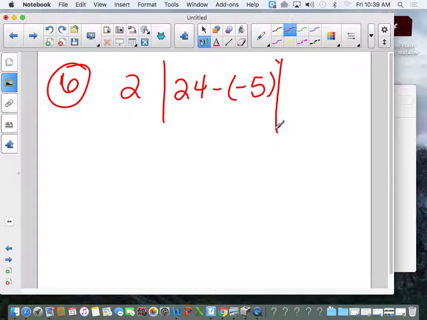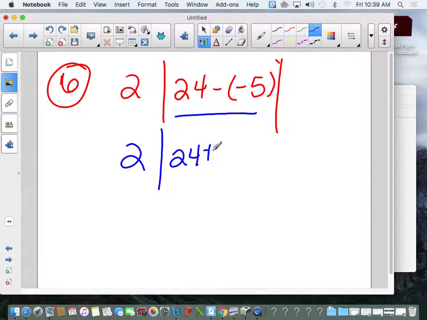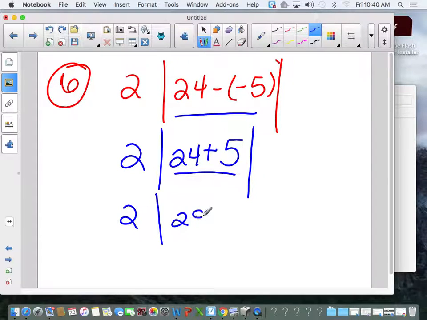Absolute value is just another way of grouping a number or multiple numbers together. So I have to do inside the grouping first. So inside the absolute value, I need to change that to an addition statement. So I'm going to have 2 times 24 add the opposite of a negative 5, which is a positive 5. So now I'm going to have 2 times the absolute value of 29.